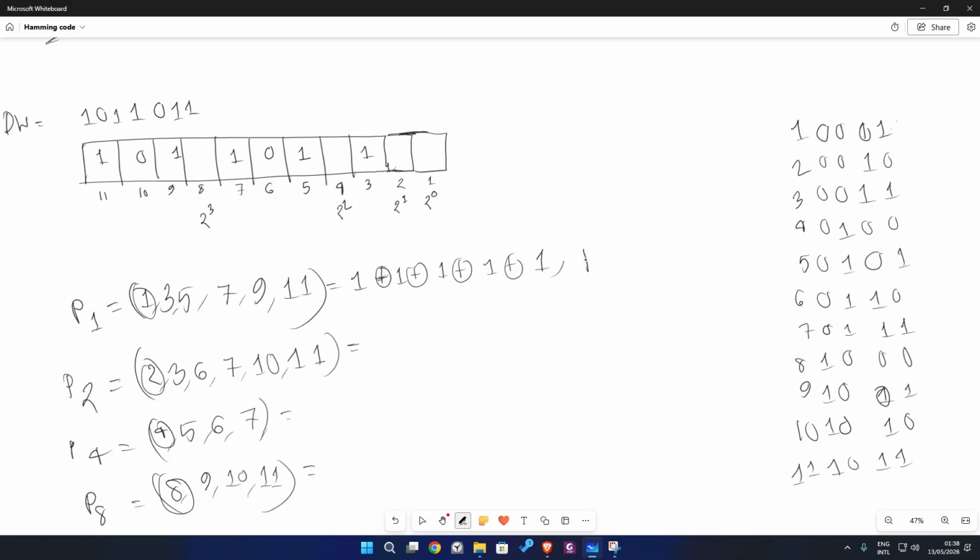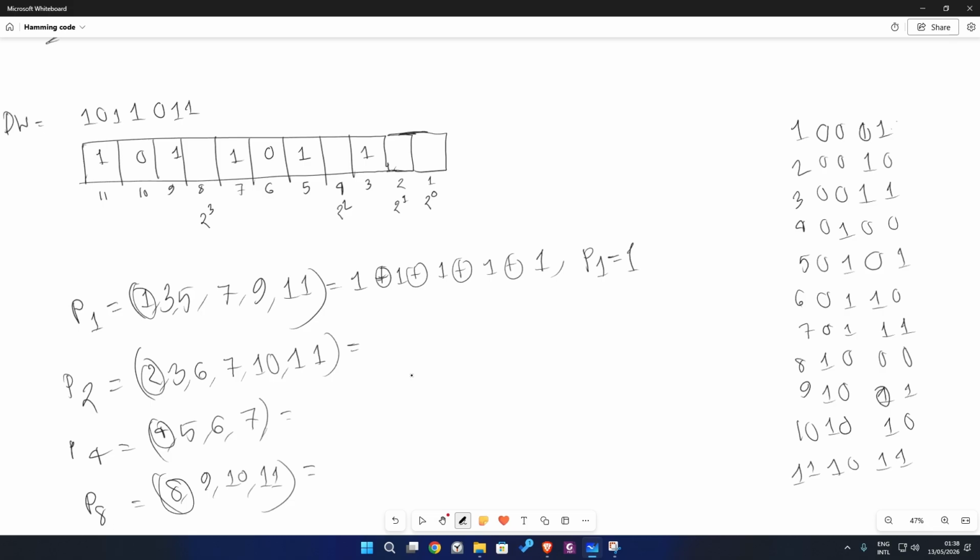So what will be the value of P1 then? We are getting 5 ones here, and 5 is an odd number. In order to maintain even parity, we have to consider P1 as 1. So there will be a total of 6 ones, and 6 is an even number, so even parity checked, there is no error.